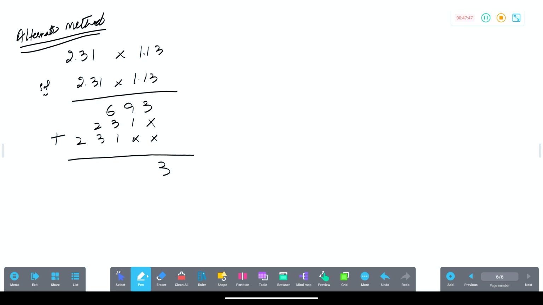Now 9 plus 1 is 10, 0, 1 carry to the next place. 6 plus 1 is 7, plus 3 is 10, plus 1 is 11, 1, 1 carry. 2 plus 1 is 3, 3 plus 3 is 6, and 2 as it is. Now this is the final answer.